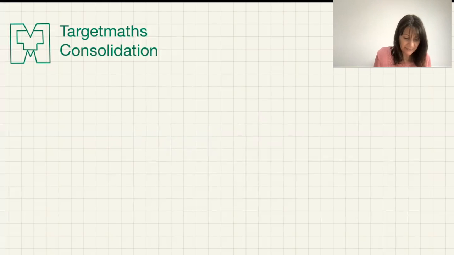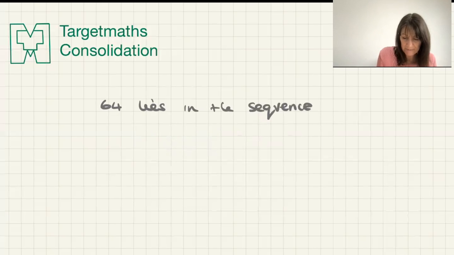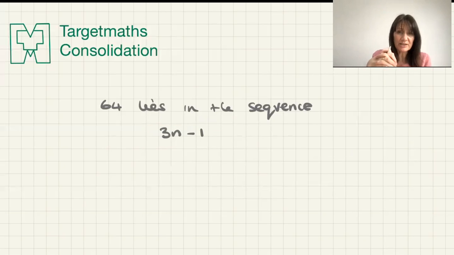Next question. So I want to know if 64 lies in the sequence 3n minus 1. So you can't see the sequence. You've been given the rule of the sequence. Does 64 lie in the sequence that is generated by 3n minus 1? Hit pause and press play when you think you have an answer.